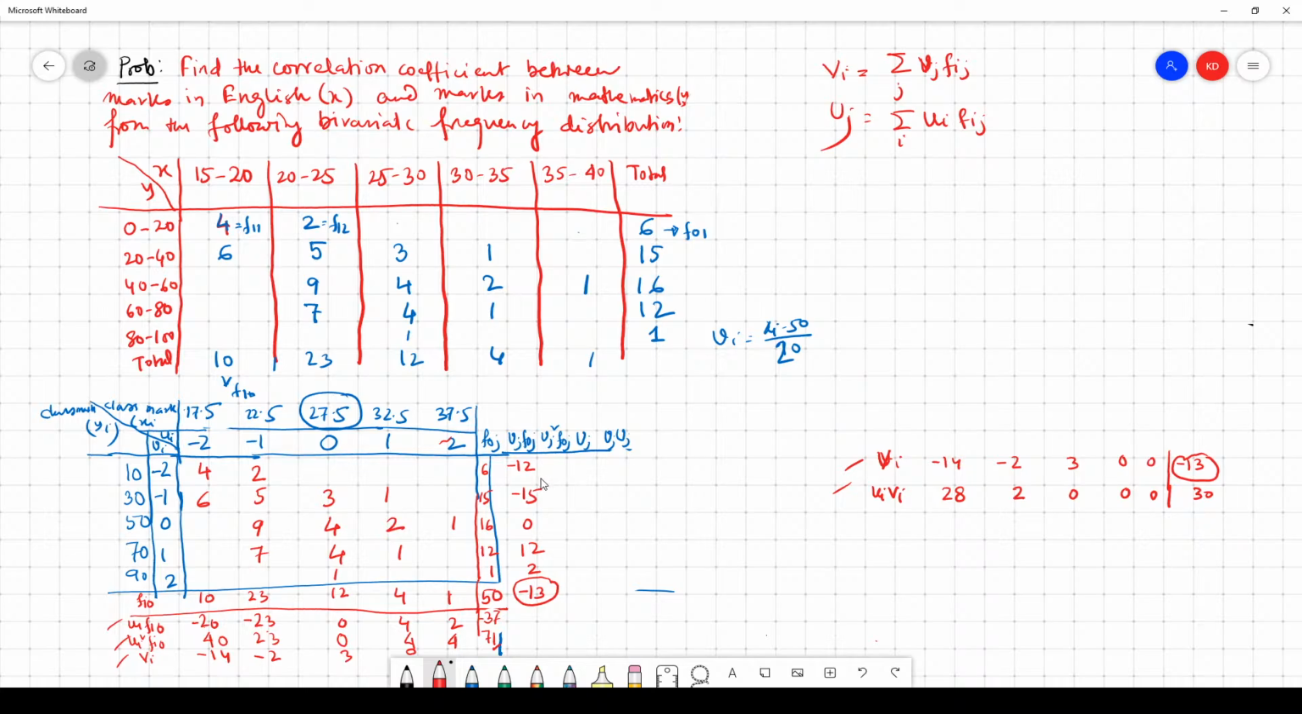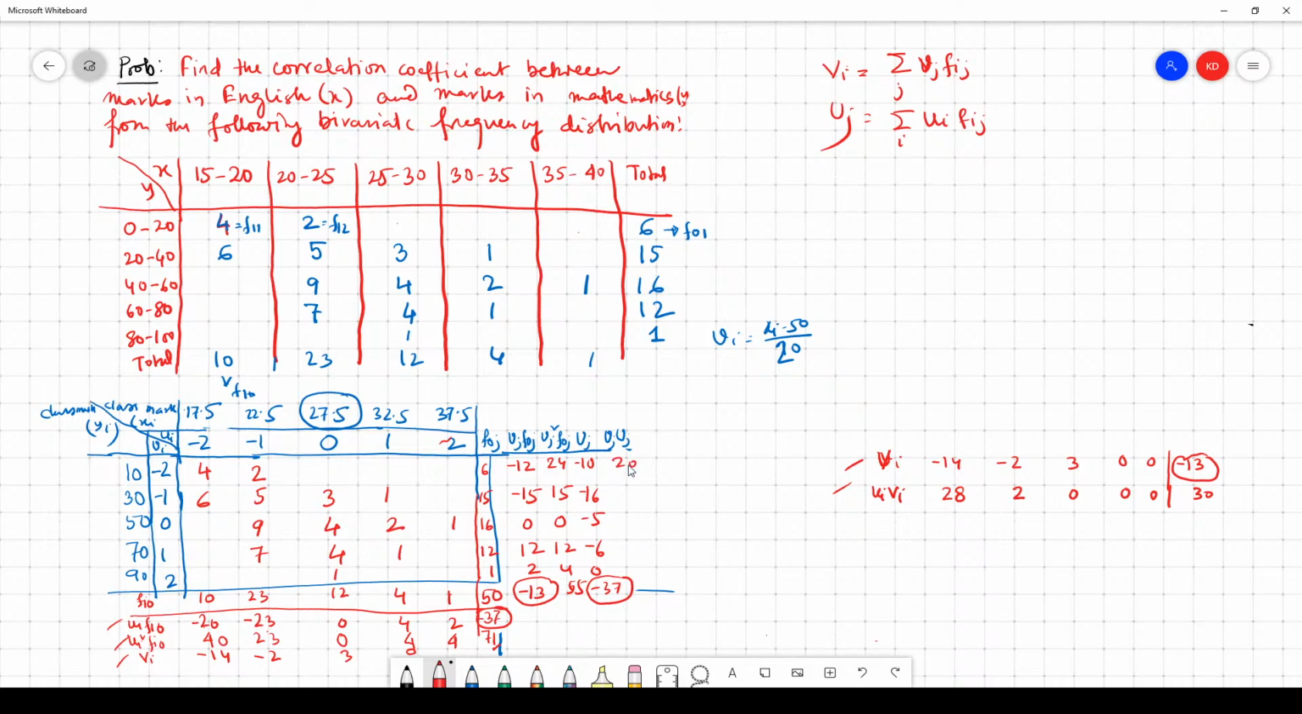Now this is 24, 15, 0, 12, 4, 55. And capital Uj minus 10, minus 16, minus 5, minus 6, 0, minus 37. And here you see that minus 37 is same as this. So after that the calculation is correct.